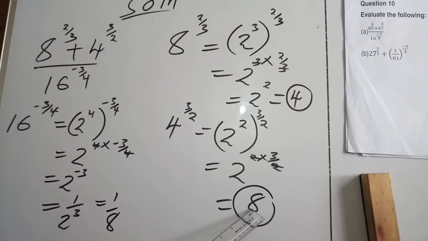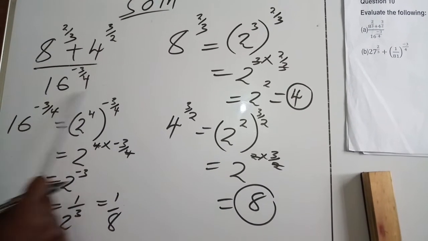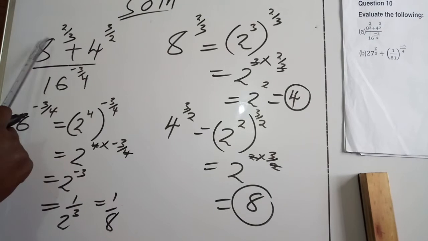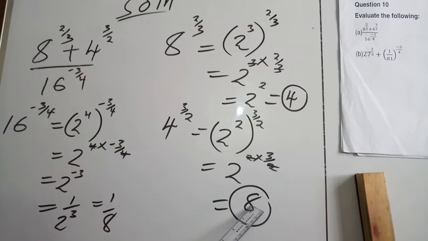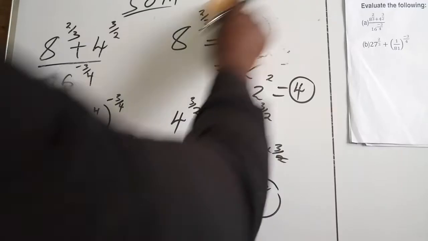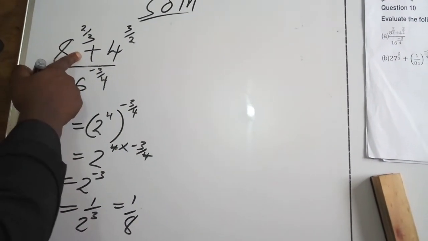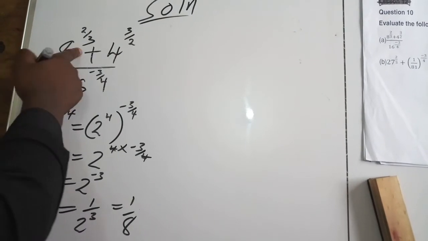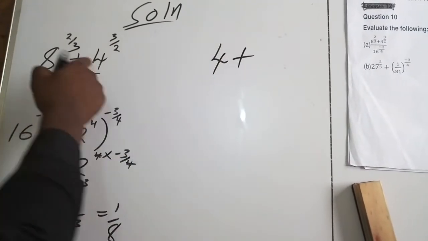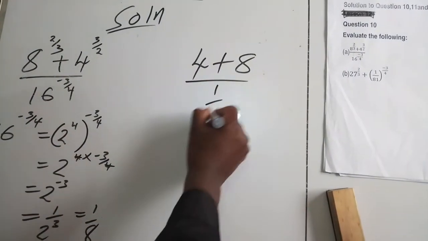So 4 is the outcome from the workout of that. 8 is the outcome from the workout of that. 1 over 8 is the outcome of this denominator part. Then you add the outcome of that and that. That is 4 plus 8. Then divide by outcome of this, which is what? 1 over 8. So what do we get? Of course, the outcome of that was what? That was, if you remember, 4. The outcome of this was 8 over outcome of this 1 over 8.